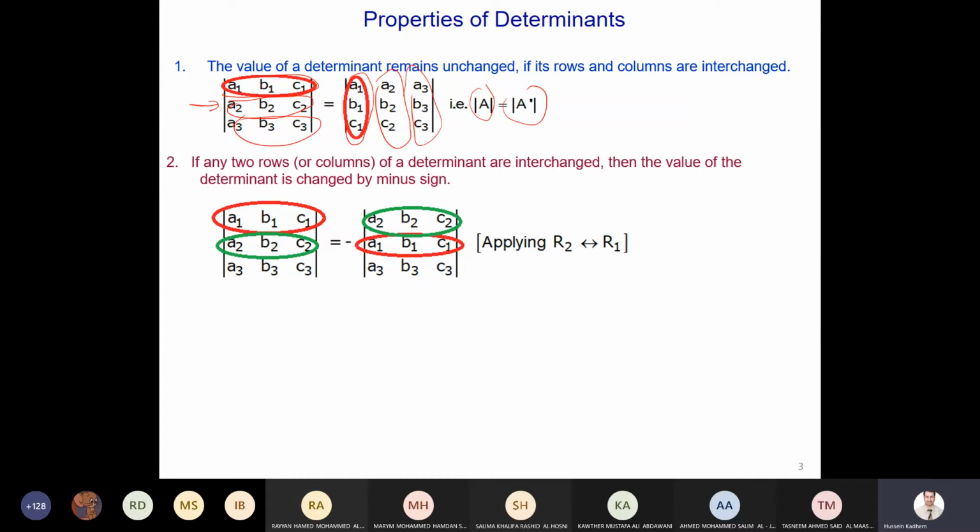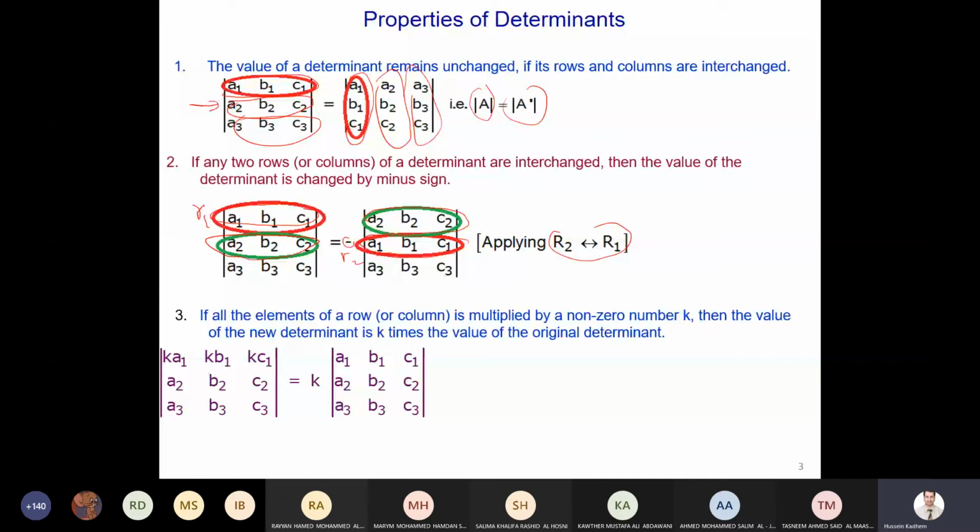The second property: if any two rows or columns of a determinant are interchanged, then the value of the determinant is changed by a minus sign. It means, see this red row, I will make it from row number 1 to row number 2, and row number 2 in the determinant I will change to be row number 1. So changing any two rows will not change the value, only the sign. If it is 7, it becomes minus 7. If it is minus 7, it becomes 7. Row number 2 becomes row number 1, row number 1 becomes row number 2. Nothing changed excluding the sign of the value of the determinant.